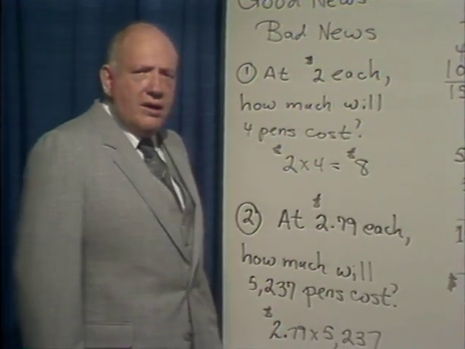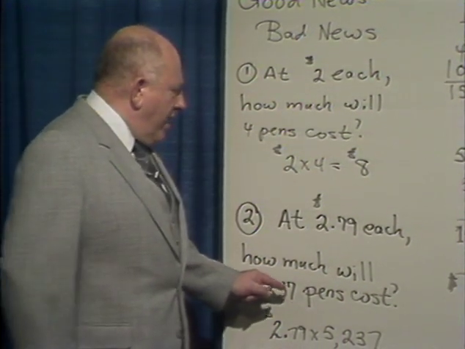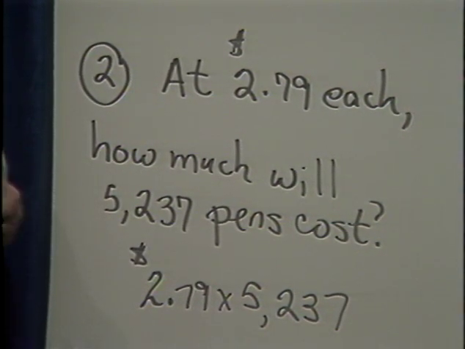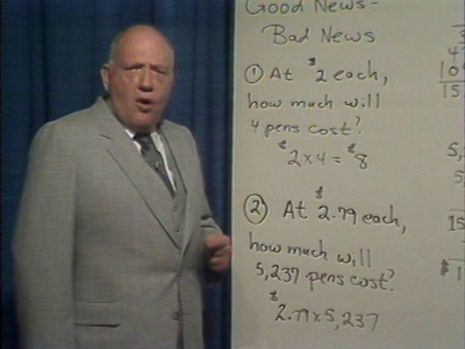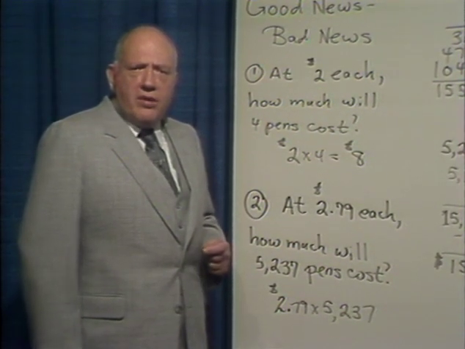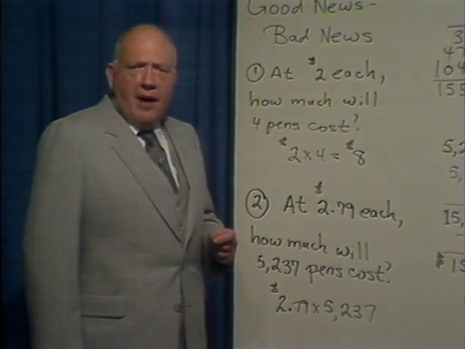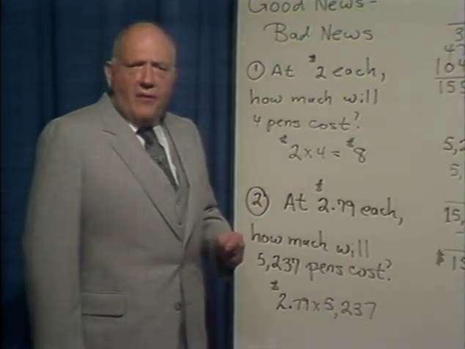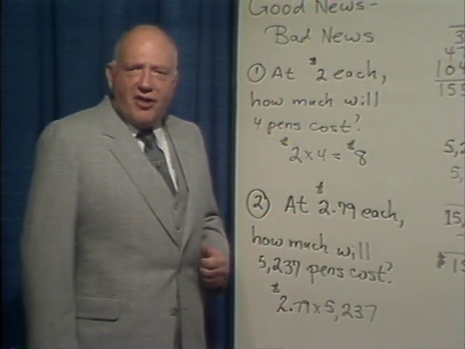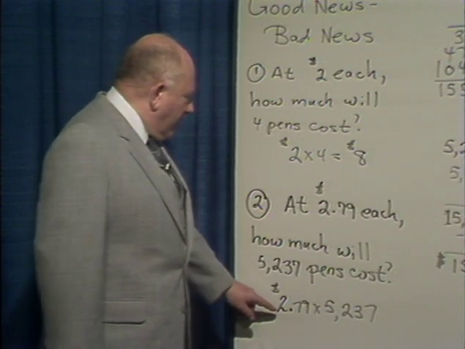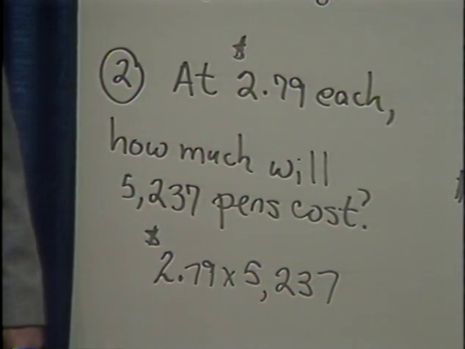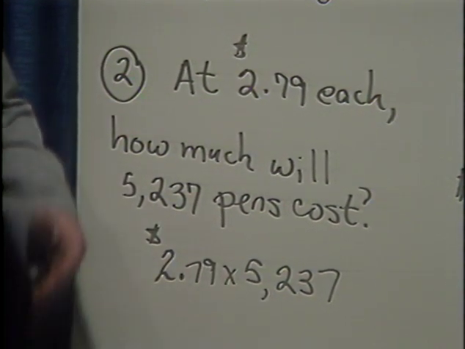5,237 pens cost? Now, the thing that's interesting is that if you compare problems 1 and 2, you see the difference between difficult and tedious. 1 and 2 are exactly the same type. In both problems, you take the amount per pen and multiply by the number of pens. The difference is, in multiplying 2 by 4, it wasn't really a challenging problem at all. On the other hand, to multiply $2.79 by 5,237 can be a bit of a chore. See, it's not a hard problem.